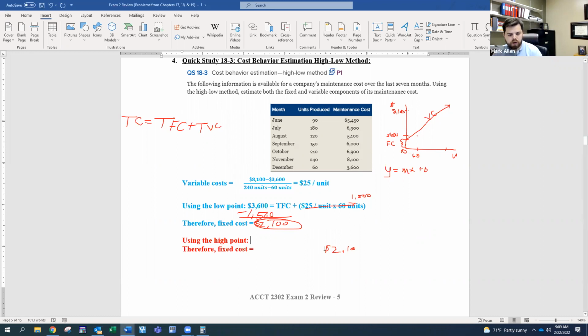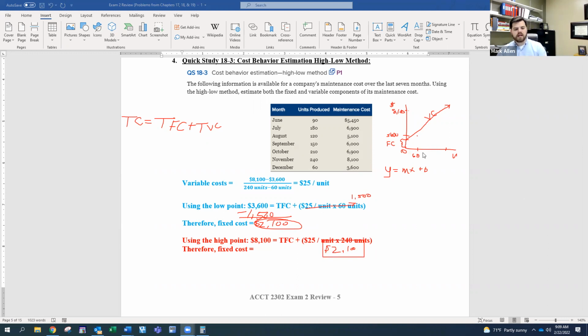So using the high point, in this case, we have a total cost of 8,100. That's going to equal your total fixed cost plus $25 per unit times, and in this case, you have 240 units. So in that case, 25 times 240, you can replace that with 6,000. And when you do that, you'll subtract over the 6,000. And of course, you will end up getting that your total fixed cost is $2,100 once again. And so it does work, and you can check it.